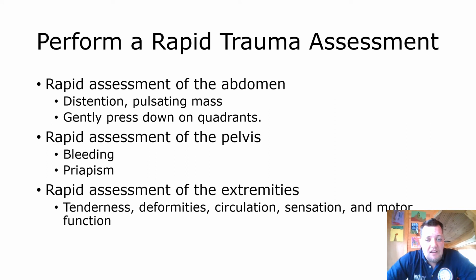Okay, in our abdomen, we're going to check for distension and any pulsating masses. We're going to check the pelvis for bleeding and priapism. Priapism is when you basically have an erection that doesn't go down. Priapism is a sign of a spinal injury of some kind. And then we're going to check the extremities. We're going to check for that DCAP-BTLS, and we're going to add in PMS, okay, pulse, sensation, and motor function. So we're going to check for that too.